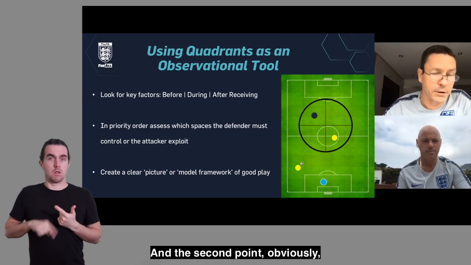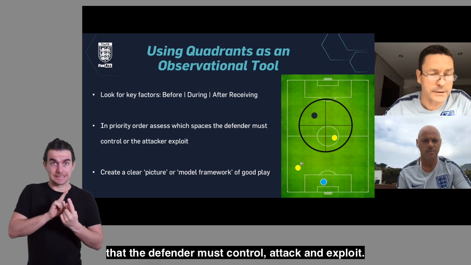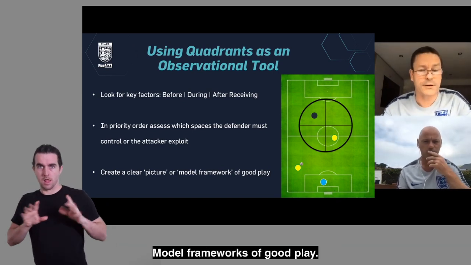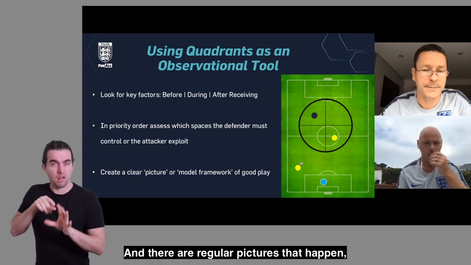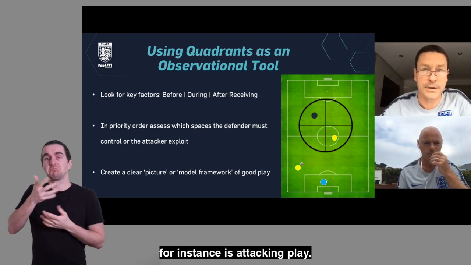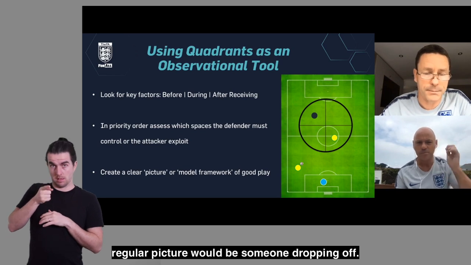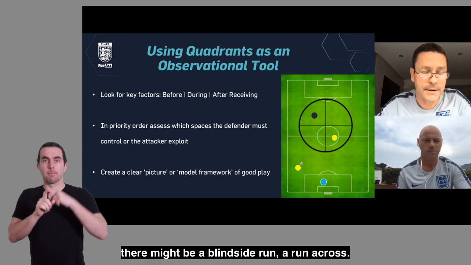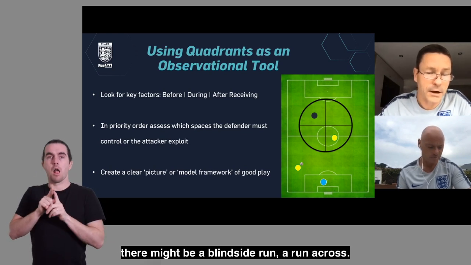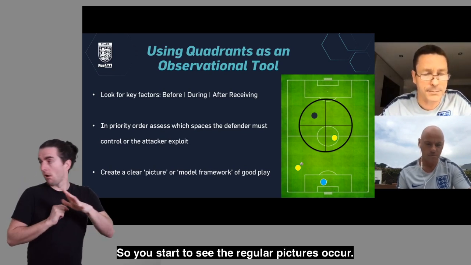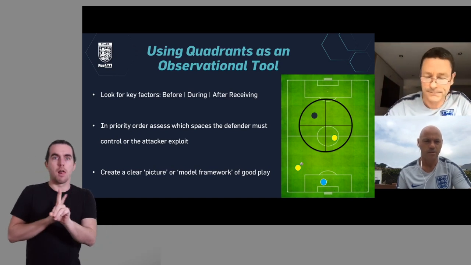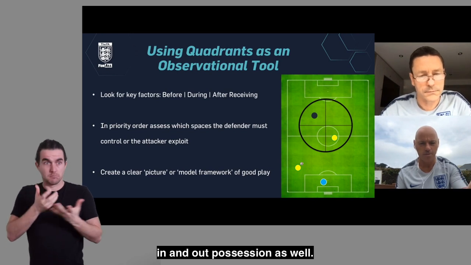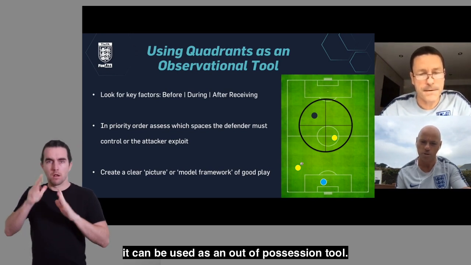The second point, obviously, is the spaces that the defender must control and the attacker exploit. What we do is get clear pictures or model frameworks of good play, and there are regular pictures that happen. Say, for instance, in attacking play, a regular picture would be someone dropping off, but then there might be a vertical run behind, a blindside run, a run across. So you start to see the regular pictures that occur. And this can be used for both in and out of possession as well. So it's not just focused on in possession; it could be used as an out of possession tool.